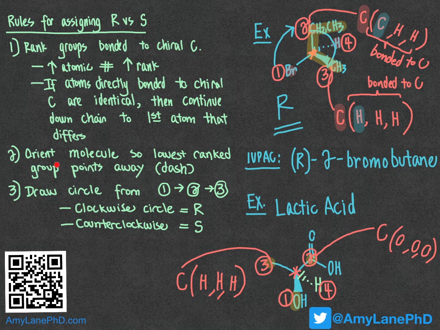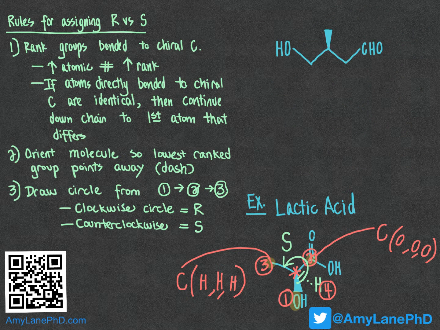And the molecule is oriented so the lowest ranked group points away from us on a dash. That's our hydrogen. Now we're going to go into step 3 of our system here. Draw a circle from 1 to 2 to 3. I'm going to go ahead and draw that in here for us. Going from 1 to 2 to 3 takes us in a counterclockwise direction. And so we would describe this as S-lactic acid. And so S-lactic acid is indeed the enantiomer that's produced during strenuous anaerobic exercise. And so if you're having some delayed onset muscle soreness today, you may have an accumulation of this particular stereoisomer of lactic acid present.